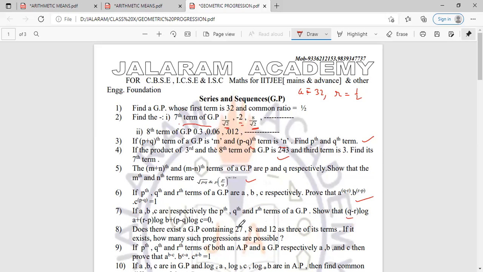Some questions are related to properties of log also. So we will discuss the properties of log next time. So solve the sheet and continue to ask your doubts in the comment box. We will discuss all of them next time.